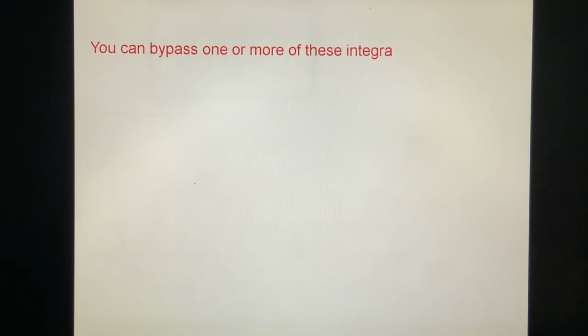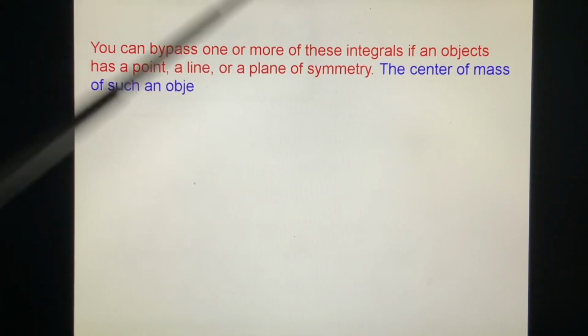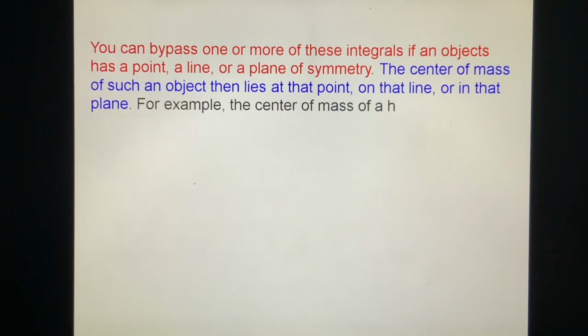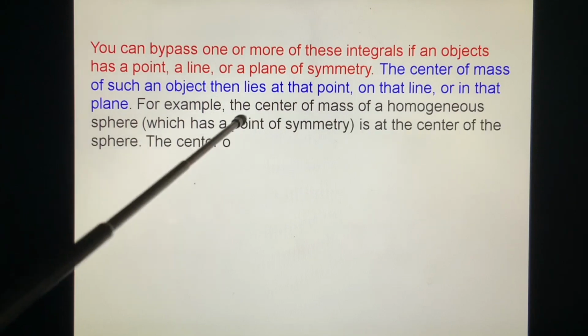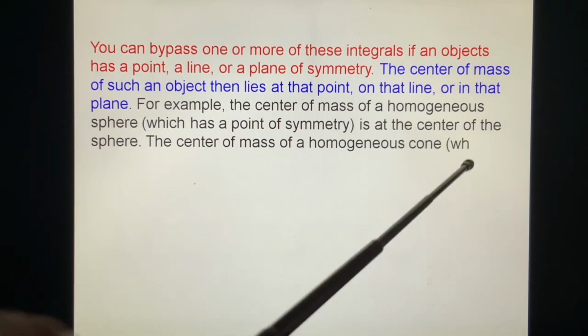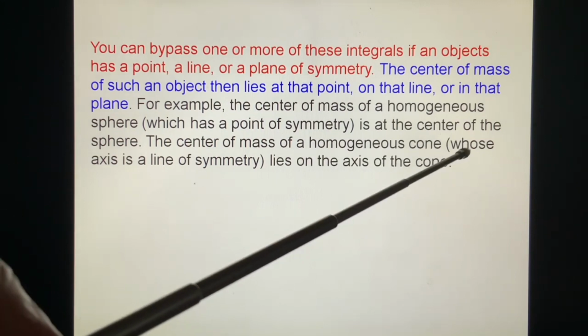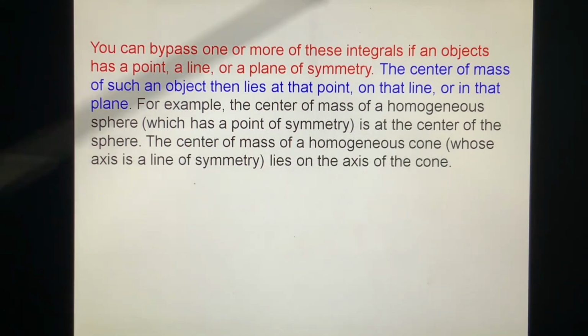You can bypass one or more of these integrals. If an object has a point, a line, or a plane of symmetry, the center of mass of such an object lies at that point, on that line, or in that plane. For example, the center of mass of a homogeneous sphere, which has a point of symmetry, is the center of the sphere. The center of mass of a homogeneous cone, whose axis is a line of symmetry, lies on the axis of the cone.